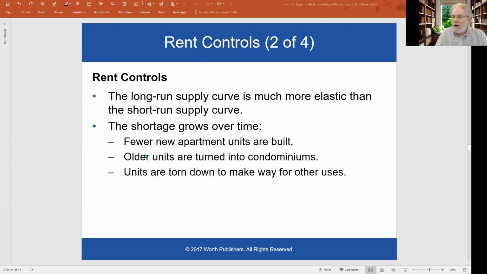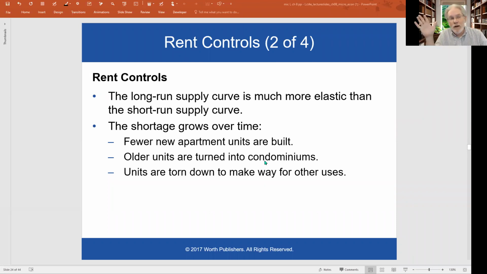And one of the ways is older units are turned into condominiums. What's a condominium? If you own a condominium, what does that mean? If you're living in a condominium, that means that you're living in this unit, but you own it. If it belongs to you, you own it. So you're not renting it to anybody else.